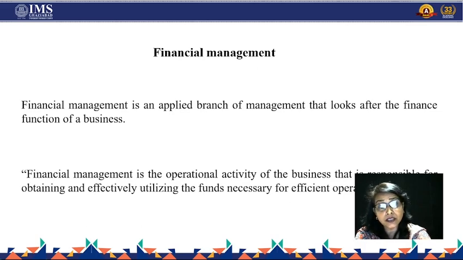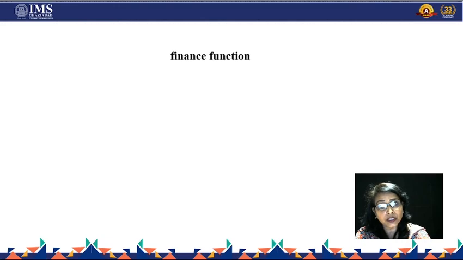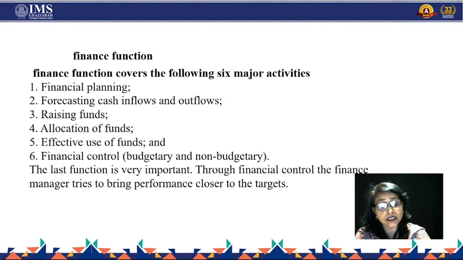Now the term we have used here is finance function. What is this finance function? There are six kinds of activities which we include in this finance function. The first is financial planning. So what is financial planning? When a company starts, first of all it goes through financial planning.